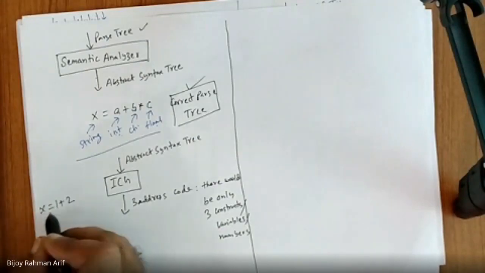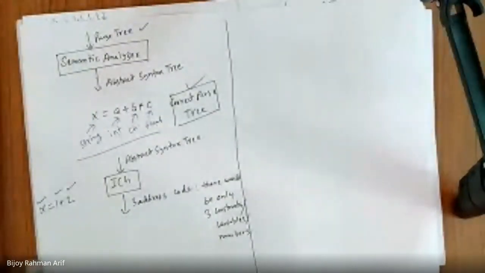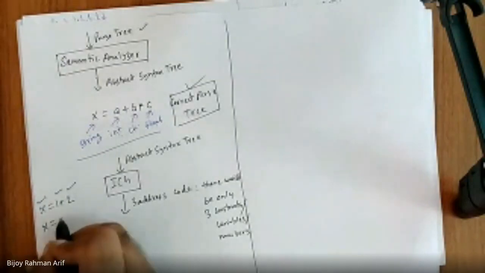So how many variables or numbers are in this expression? 1, 2, 3. It is 3 at this point. How about this? X equal to a plus 2. How many variables or numbers are there? 1, 2, 3. It is 3 at this point.